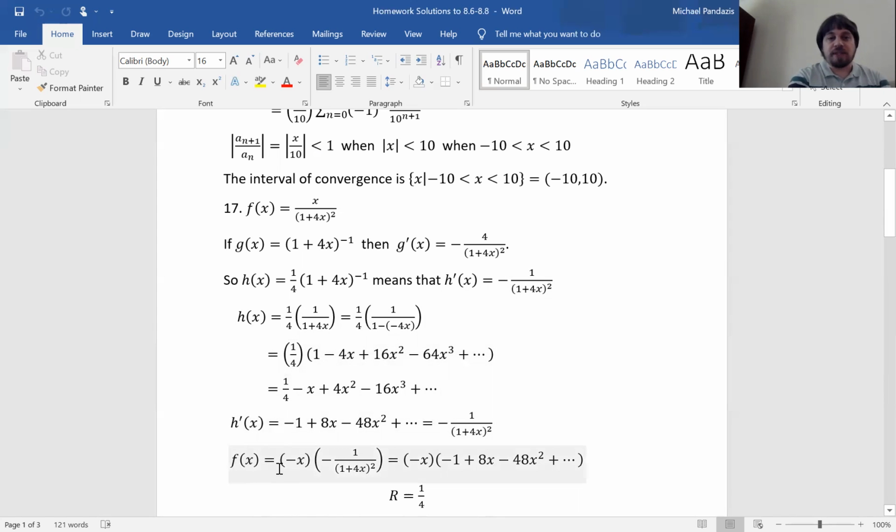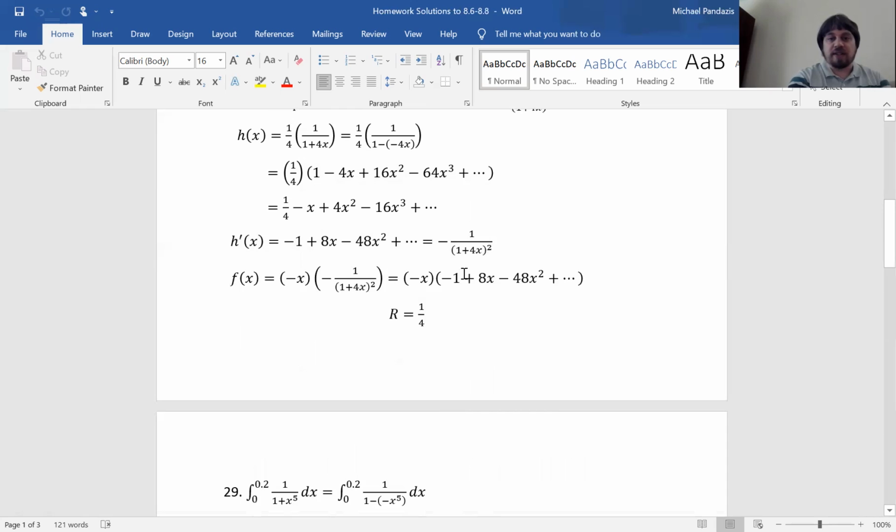So f of x is equal to negative x times negative 1 over 1 plus 4x squared. This is f of x. And if you factor out a negative x here, you'll get a negative 1 over 1 plus 4x squared. But that's what h prime of x is, right? And h prime of x can be written as this sum. So instead of multiplying by this, you can multiply by this sum. That's right here. And then just replace this with this. And so now you have f of x is equal to this. And the radius of convergence is 1/4.